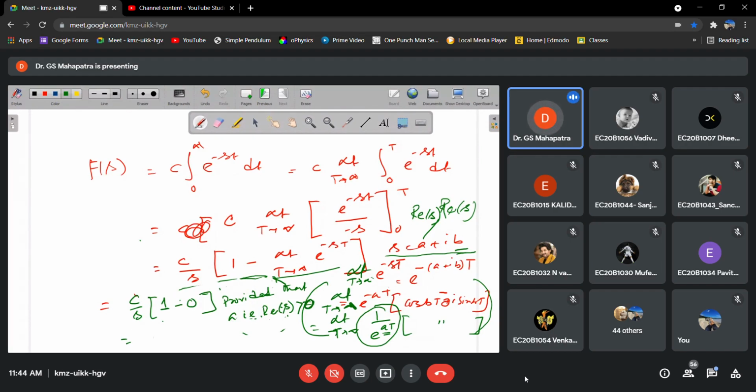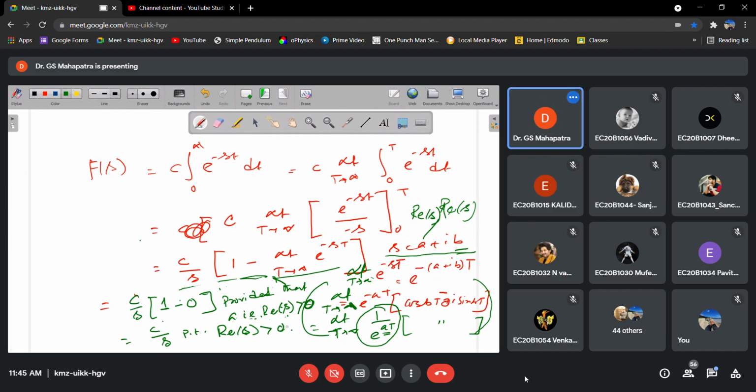So now the Laplace transform is C by S, provided that the real part of S is greater than 0. Tell me. Sir, even if we work with the infinity, since the power is minus st, after putting the limits, it will automatically give the same answer, sir.